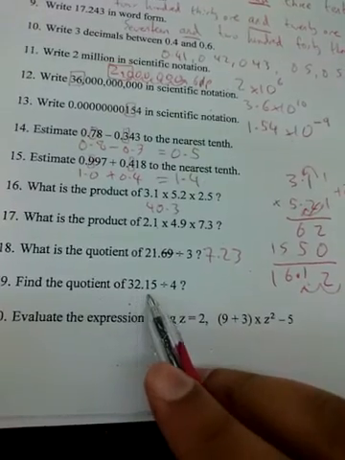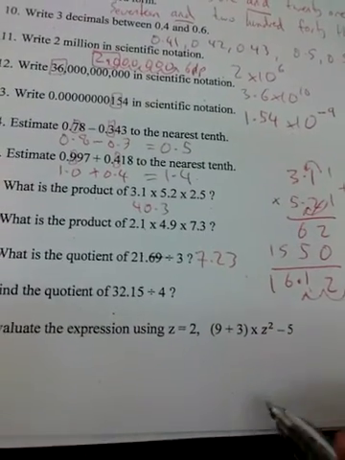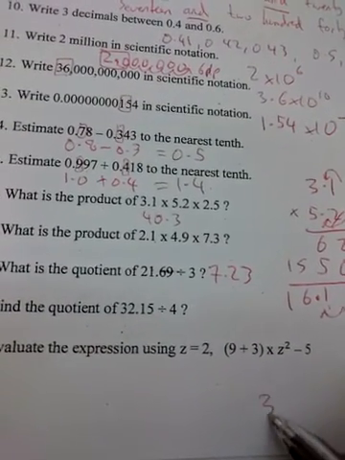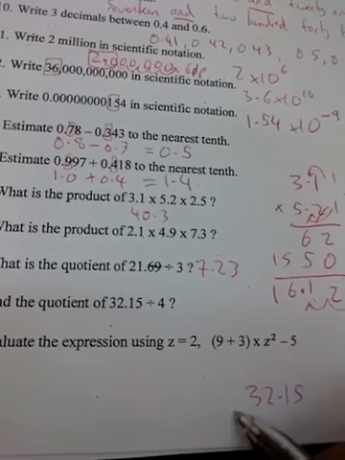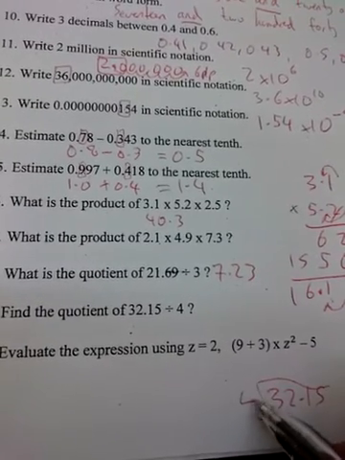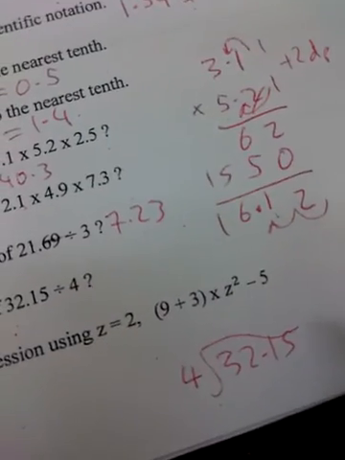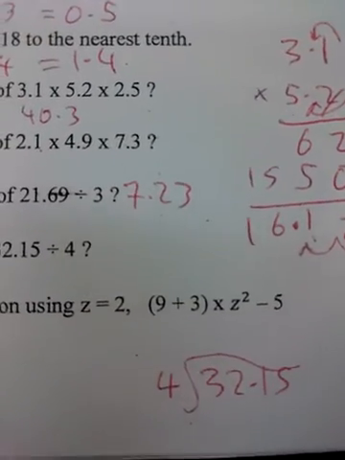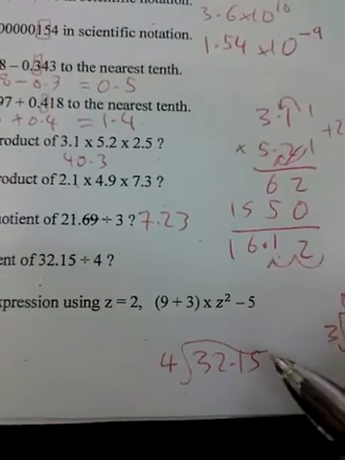Find the quotient of 32.15 divided by 4. Again, the same. 32.15, in there goes 4. Sorry, I'm trying to hold the phone at the same time.